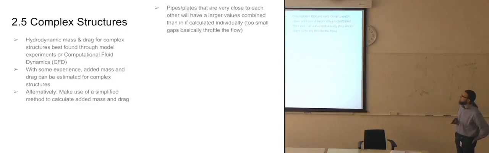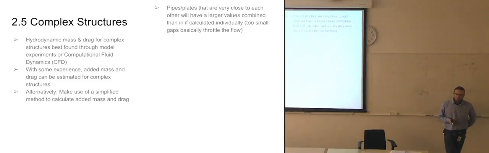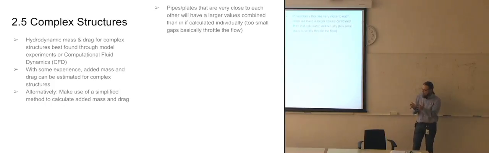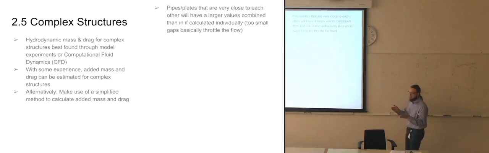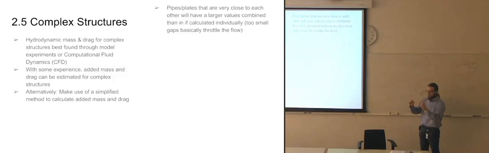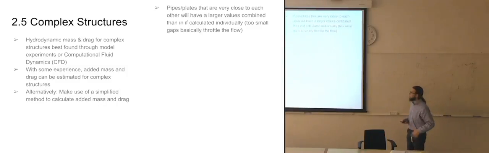So things you can do to simplify it: if you have pipes or plates that are very close to each other, they will have larger values than what they would have individually, because the closer they are, the smaller the gap will become, and the more restricted the flow through that gap will be. It will basically be throttled while it's going through the gap, which means that most of the flow will go on the outside, and that means that even though you have two pipes, when you're putting them close together, it will act as one pipe. So you will get a larger, basically more like a plate instead of a pipe.